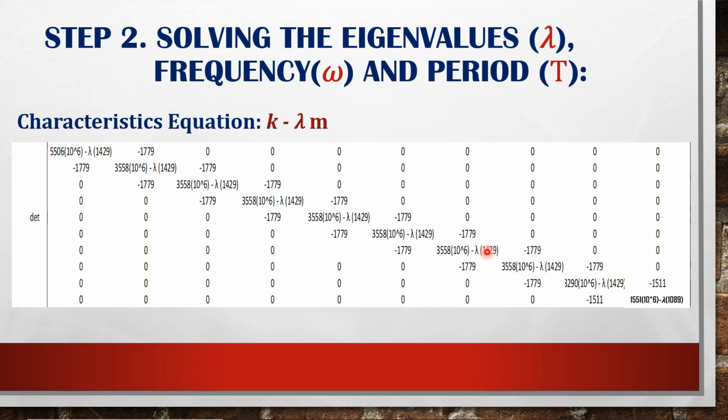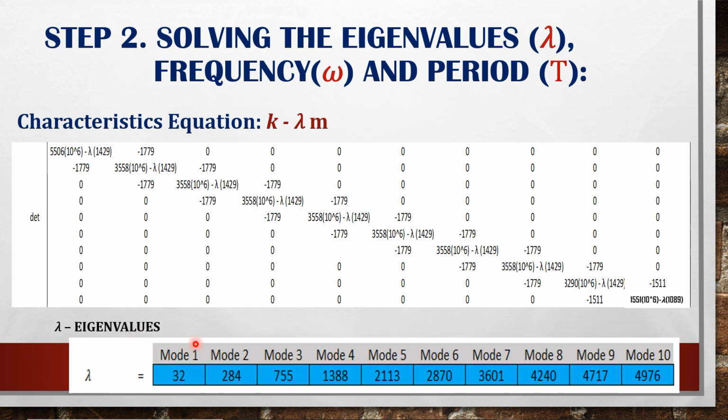This is our 10th floor. The stiffness is 1,511, minus lambda times the mass, which is 1,089. If we solve this determinant, we are able to find our eigenvalues. These are the eigenvalues: for mode 1, 32; for mode 2, 284; and so on; for mode 10, 4,976. We will use these values to find the frequency and the period.